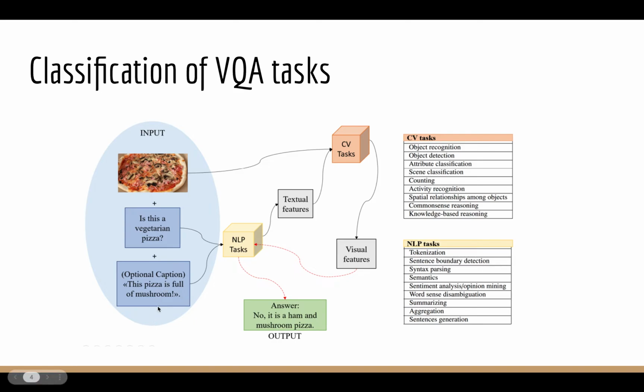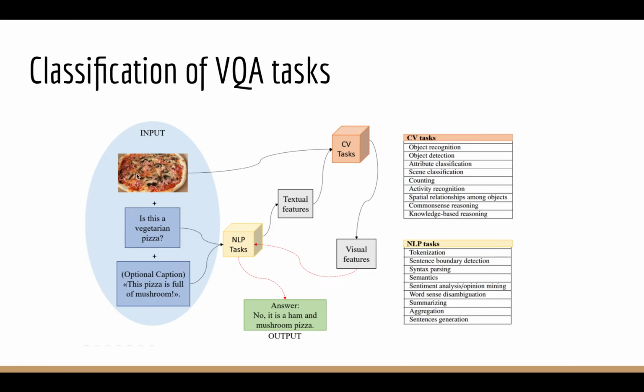In this diagram, the visual question answering takes the image and natural language question along with a hint, and it is passed through the VQA system. Internally, the image is passed through the CV tasks, and the visual features are extracted from the CV tasks. The question and hint are taken and passed through NLP tasks, and it extracts the textual features from it. Based on the textual features and the results obtained from the CV tasks, it generates a natural language answer.